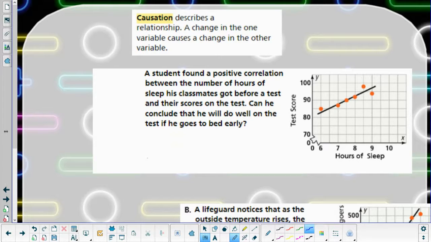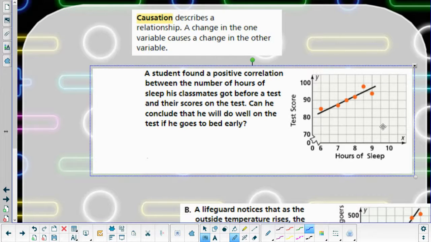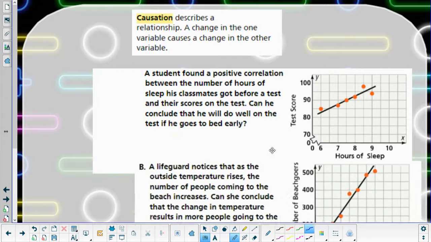So that is causation. Now, is that the fact for every single time? No. I've known people who get 2 hours of sleep and can score high on their test. And I've had people who get 10 to 12 hours of sleep and do poorly. But generally, with the trends, that would be true.